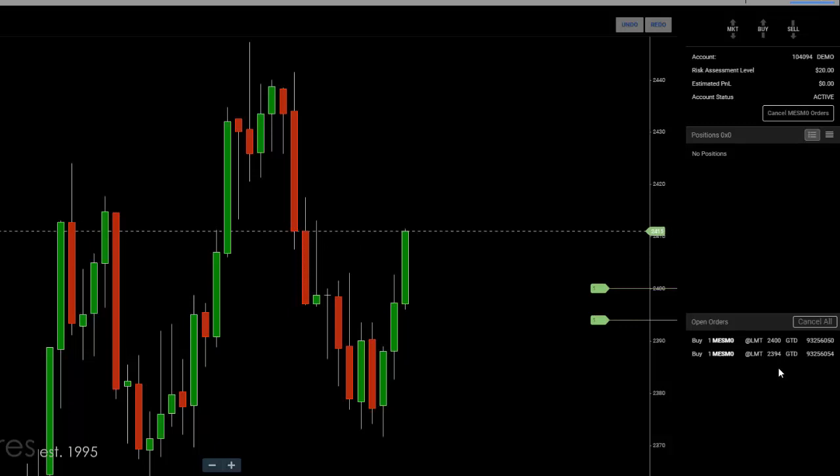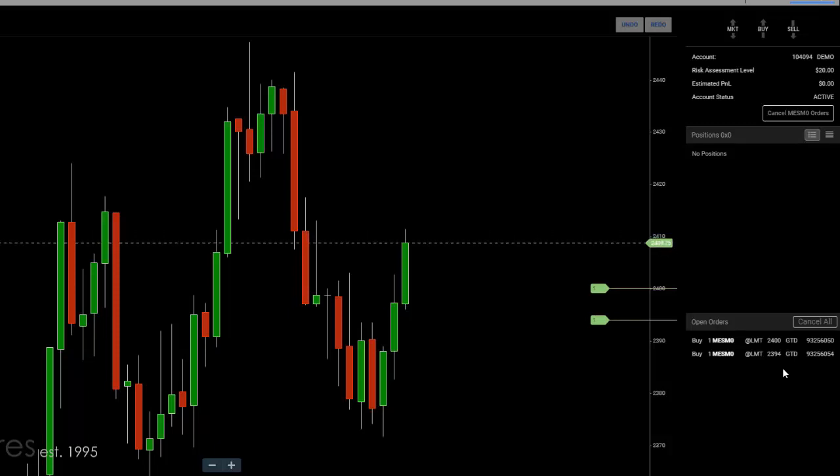So if they were both filled, then I would be long two, right? I'd have bought two contracts. And I would buy them at an average price: 2400 plus 2394 divided by 2 is going to equal 2397. So my average price would be 2397. And this way I may be able to capture some additional ground on some of these bigger candles.